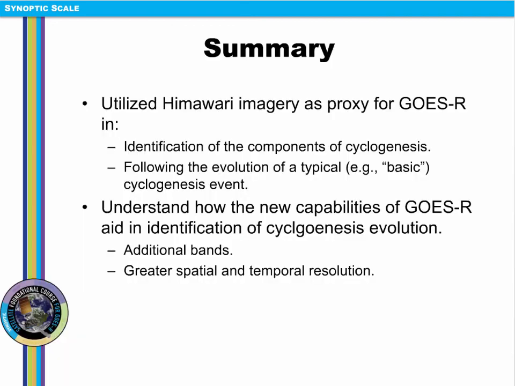In summary, we utilized Himawari imagery as proxy for GOES-R in identification of the various components of cyclogenesis, and we also followed the evolution of a typical or basic cyclogenesis event. And we also looked to understand how the new capabilities of GOES-R aid in identification of cyclogenesis evolution. This includes additional bands as well as the greater spatial and temporal resolution.